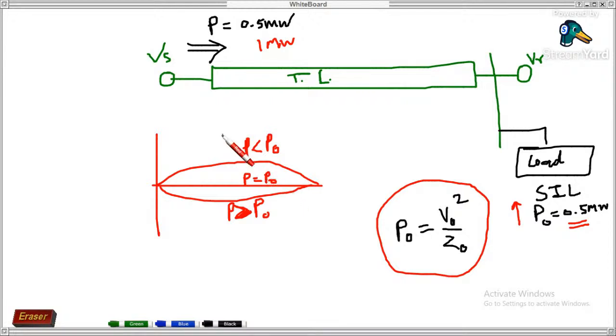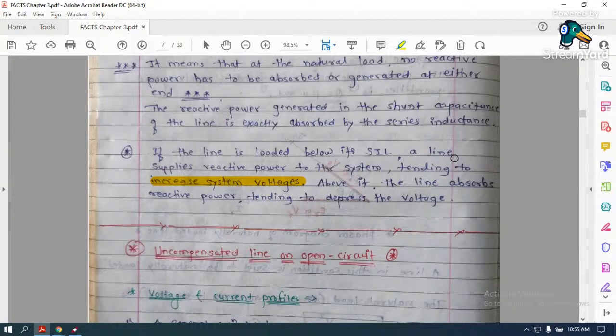Right now, he is talking about this. If line is loaded below its SIL, what will happen? Voltage level will get boosted up, because the line now supplies the reactive power to the system. Means what? There is an excess of reactive power flow through the transmission line, which tends to increase the system voltage. And above it means what? If the line is loaded more than SIL, the line absorbs the reactive power, tending to depress the voltage. Why? Because there is a shortage of reactive power. Fine?